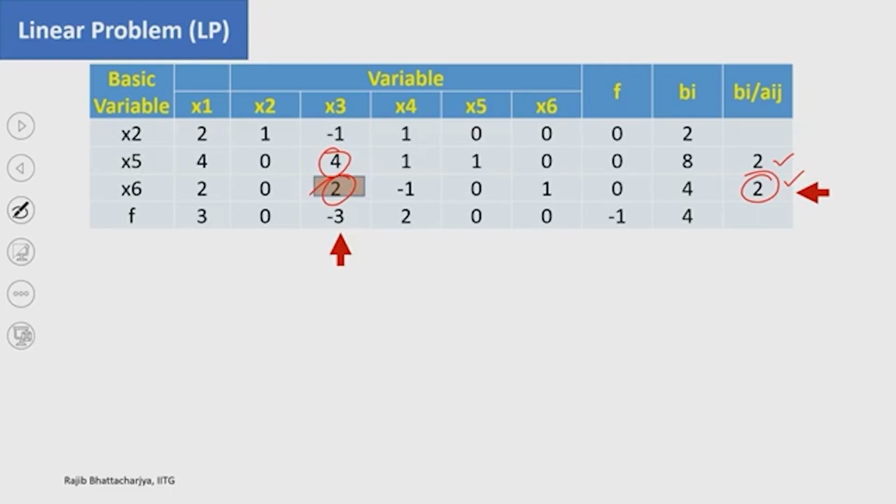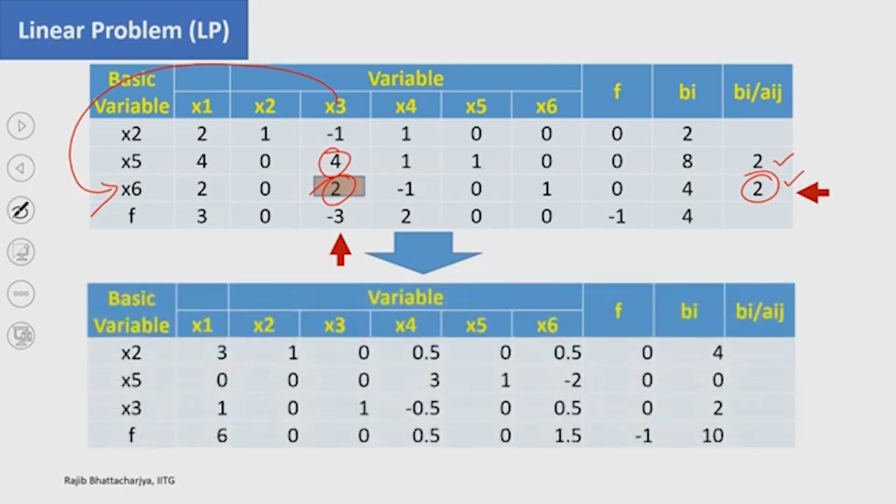So in that case what will happen? X3 will come here, X3 will replace X6. Okay. Now what is the solution? X3 is a basic variable, X2 is already a basic variable, X5 is a basic variable, and here I am getting 0, 0, 1 and 0. So what is the optimal solution? The optimal solution is f equal to minus 10. In the earlier case also you got minus 10, now also you are getting minus 10.